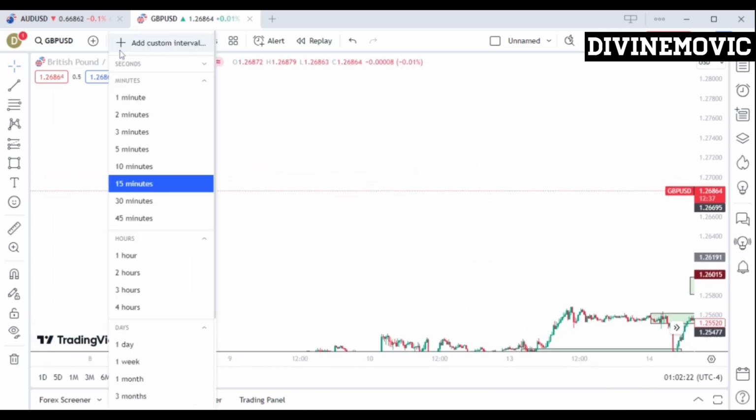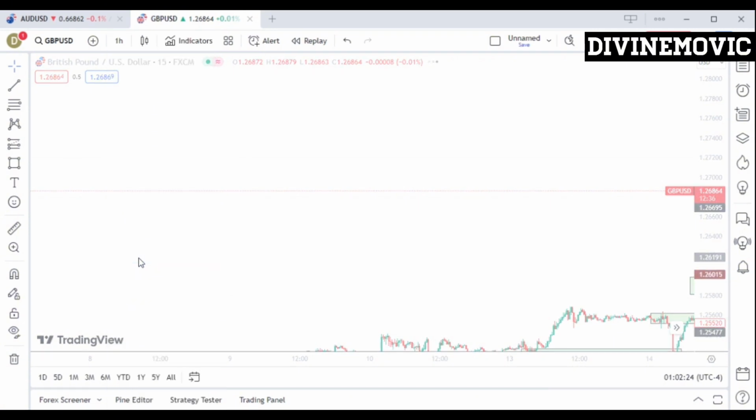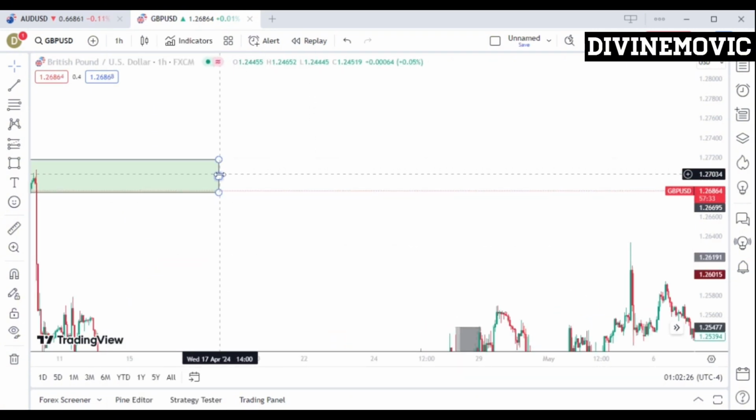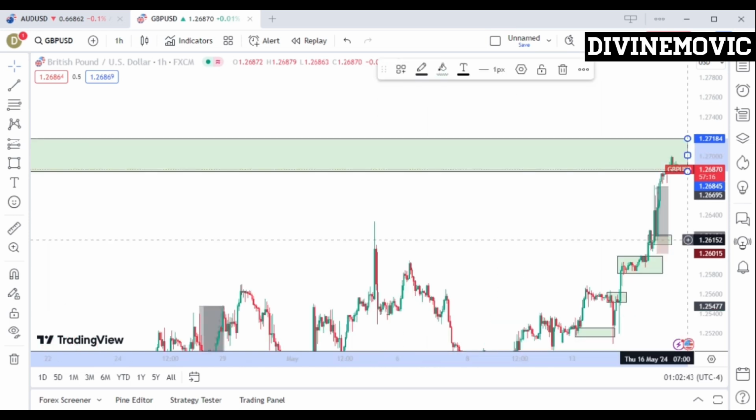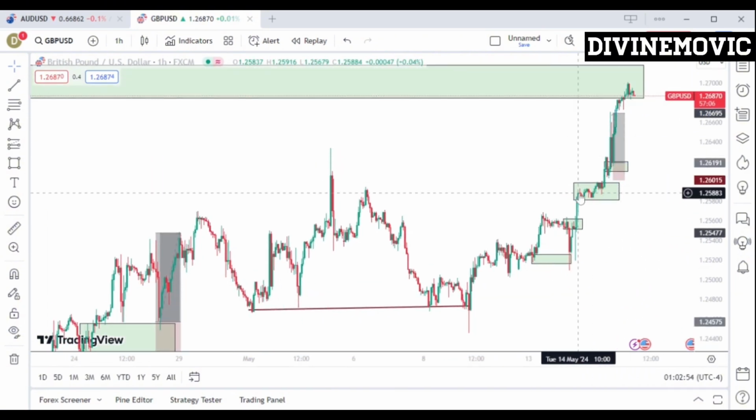Let me go back to the 1 hour time frame. Remember this zone I identified earlier on the 1 hour time frame, where a demand zone failed to become a demand zone and then became a supply. This point is that point, right? Now, what is price going to do from this point?